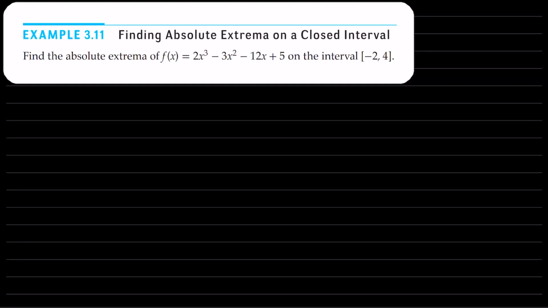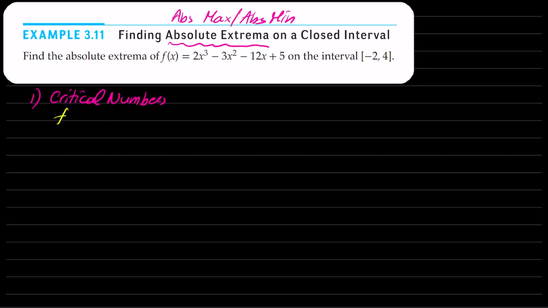Now, finding the absolute extrema on a closed interval. First, finding the absolute extrema. To find the absolute extrema, it means the absolute maximum or absolute minimum. We need to first find the critical numbers, and usually we find those critical numbers by setting the derivative equal to 0.